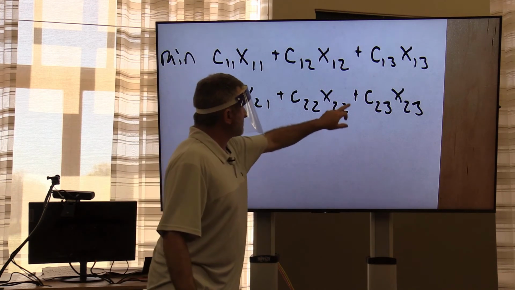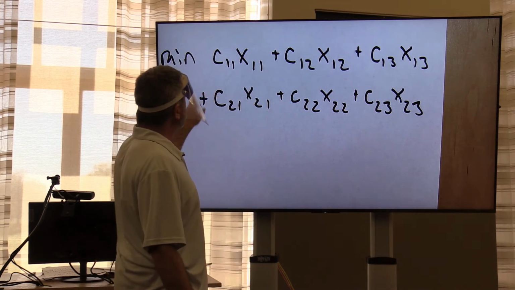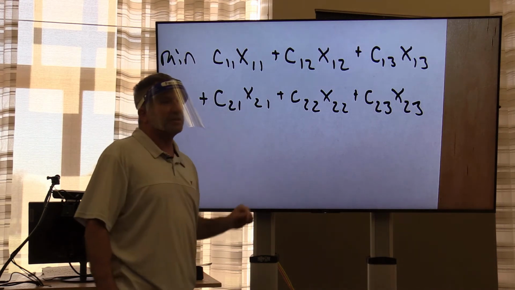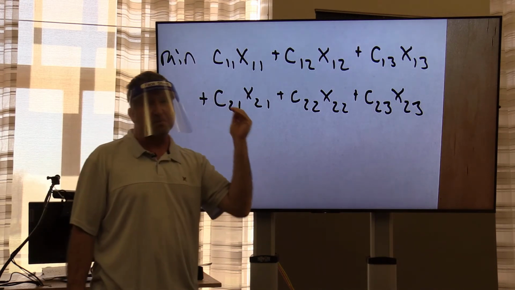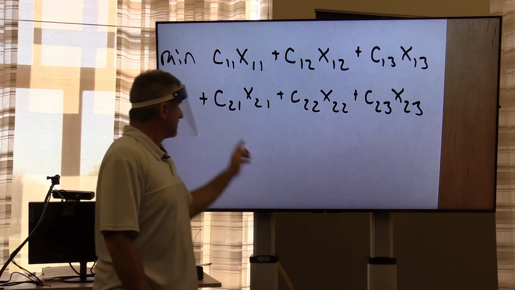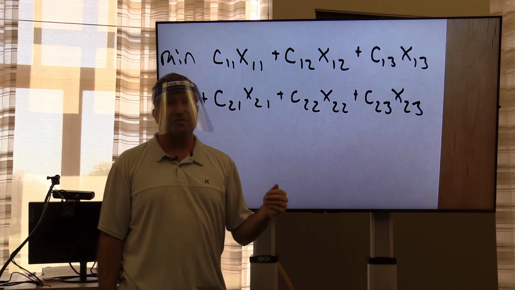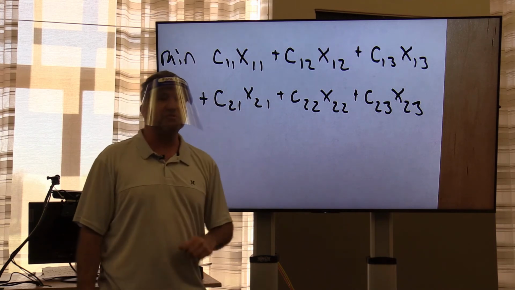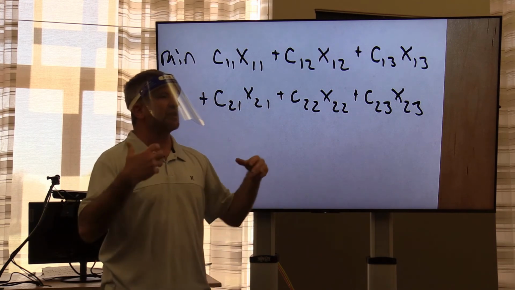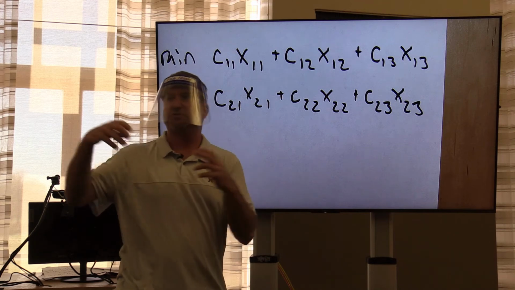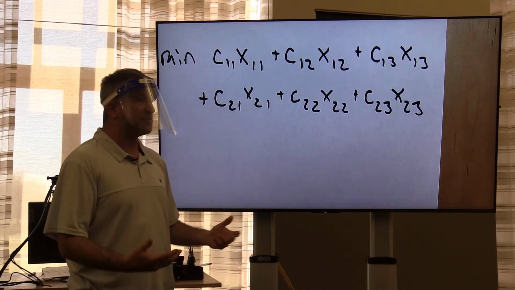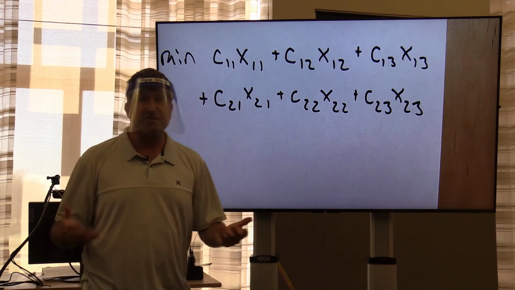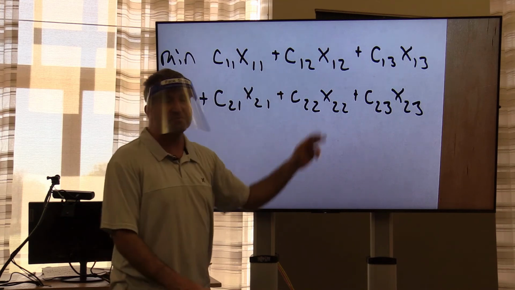This right here, let's take this one, C21, X21. X21 is the number of units we're moving from supply site 2 to region 1. C21 is the cost of taking one unit from supply site 2 to region 1. So multiply those two together. That's the cost of all the stuff we move from supply site 2 to region 1. And I already said we had 6 decision variables. Each of them has a cost, so we have 6 terms there.